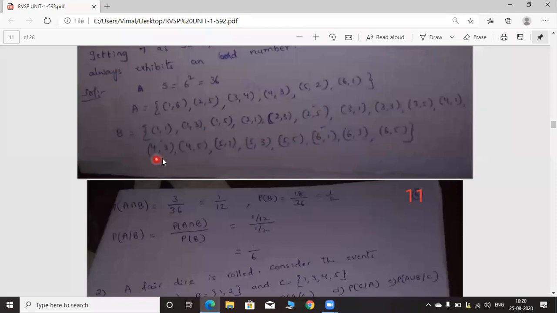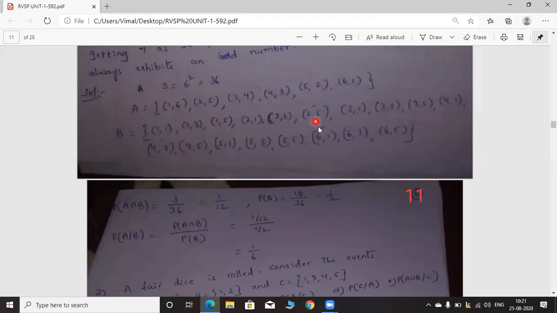Here in these 3 outcomes, the sum is 7 and the second die displays an odd number. Both events are satisfied for these 3 combinations only. What are those combinations? 2, 5, 4, 3, 6, 1. So those 3 outcomes are common for A and B because these combinations are also present in event A.